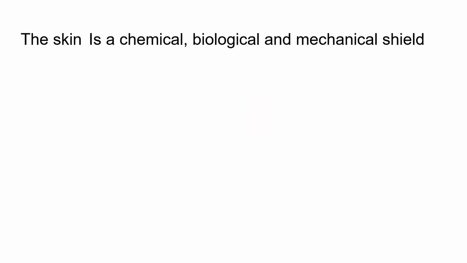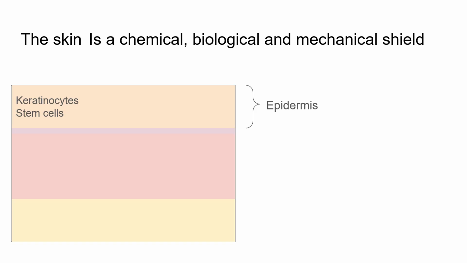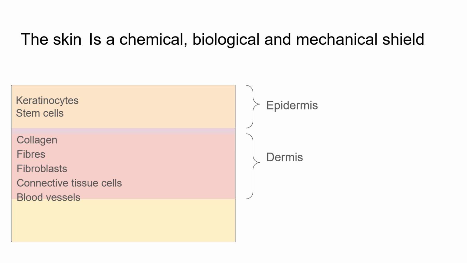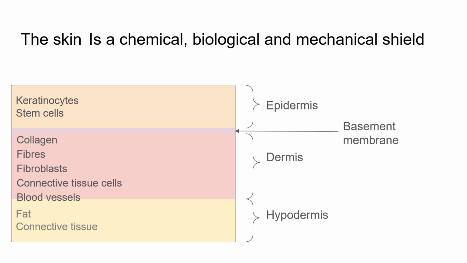Your skin provides a chemical, biological, and mechanical shield against the outside world. The epidermis is made up of 5 types of cells, most importantly keratinocytes and stem cells. The dermis of your skin contains mostly collagen, but is also comprised of fibers, fibroblasts, and other connective tissue cells. The hypodermis is a combination of fat and connective tissue. Between the two top sections is a thin layer of basement membrane, a layer of ECM. Its main function is to bind the epidermis to the dermis.